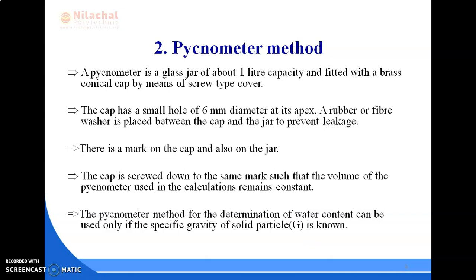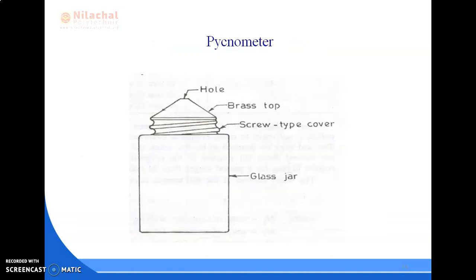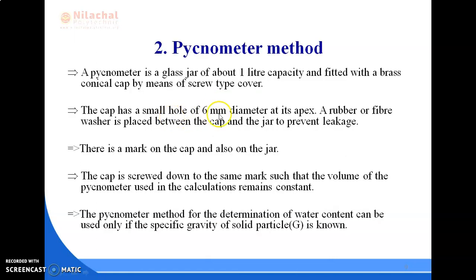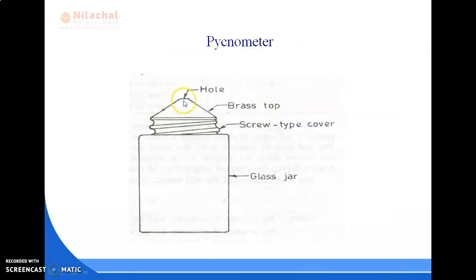Already I have told this one. If the G value is known to us, after that we can apply this pycnometer method to determine the water content of soil. This is the pycnometer glass jar, this is the screw type cover, this is the brass top, and there is a hole given here. The hole of 6 mm diameter at its apex. The diameter of this hole is 6 mm.